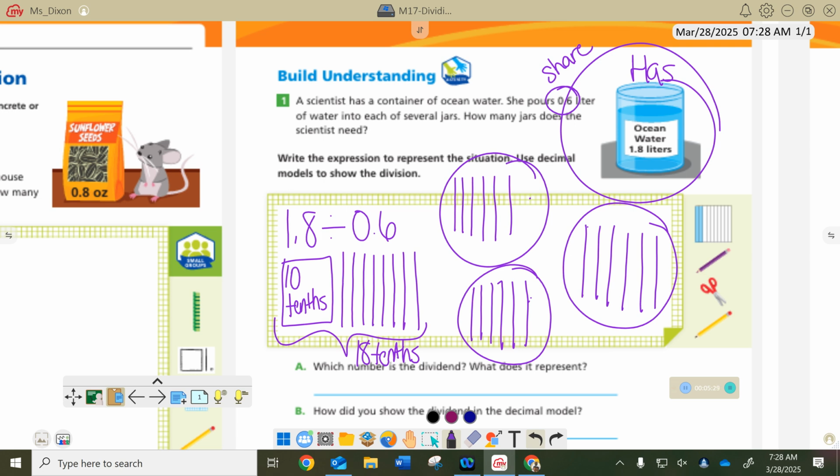We now have 3 groups. Each group has 6 tenths in them. So that is a total of 6, 12, 18 tenths. So we have used all 18 of our tenths. How many groups did we make? We were able to make 3 groups of 6 tenths. So that means the scientist was able to create 3 containers of 6/10 liters of ocean water.